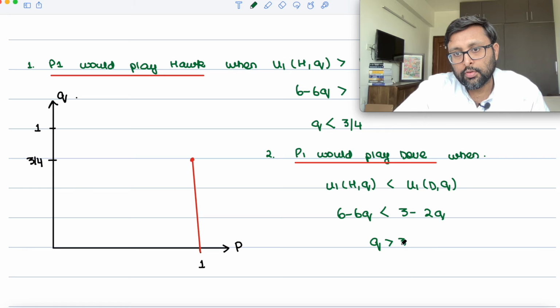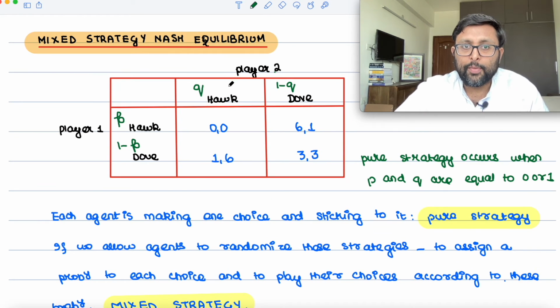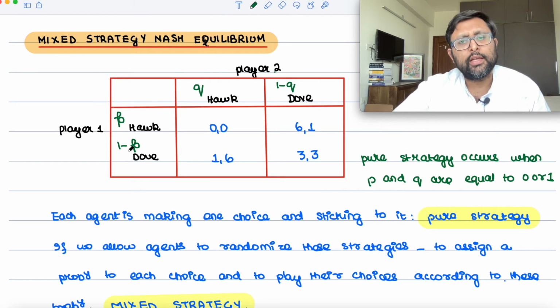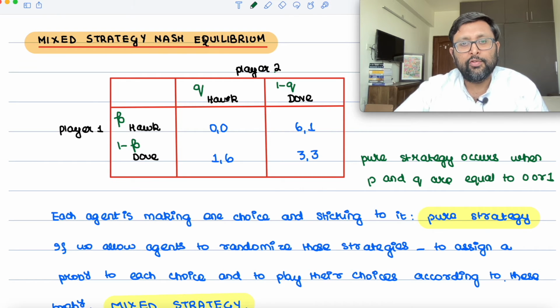Think about it. You guys are player two. If your probability of playing hawk is more than 3 by 4, meaning 75% of the time you will be playing hawk, then it is better for me to play dove because my utility from playing dove is more. Intuitively, if you are surely going to play hawk, let's say q is 90%, meaning you are going to play hawk 90% of the time, now I know he will be playing hawk only, so I have to compare between 0 and 1. So 1 is higher, so I'll be playing dove now. That's what it is.